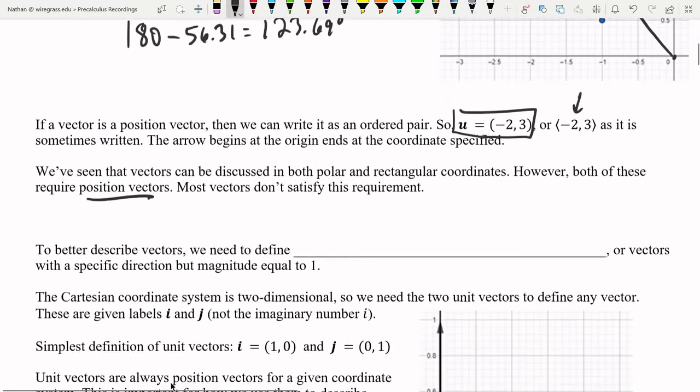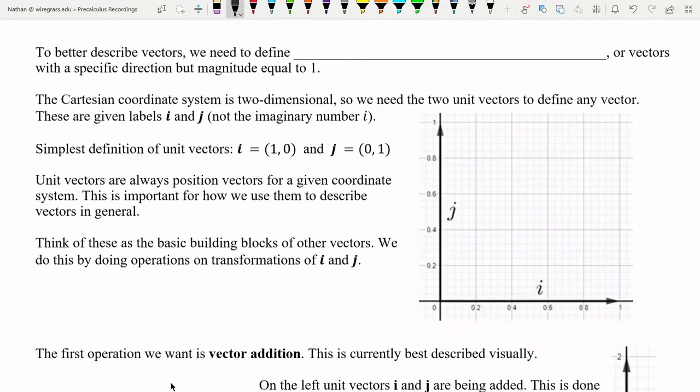So what do we do in this case? Well, to better describe this, we need to have unit vectors. These are vectors that have a specific direction. The direction is very important for a unit vector because it's going to define every other kind of vector. But we're going to have a magnitude equal to 1. So really the main idea of unit vectors is the direction. A magnitude equal to 1 means that it's not going to change much, if you will. Think about multiplying by 1. It doesn't do anything, but the direction does.